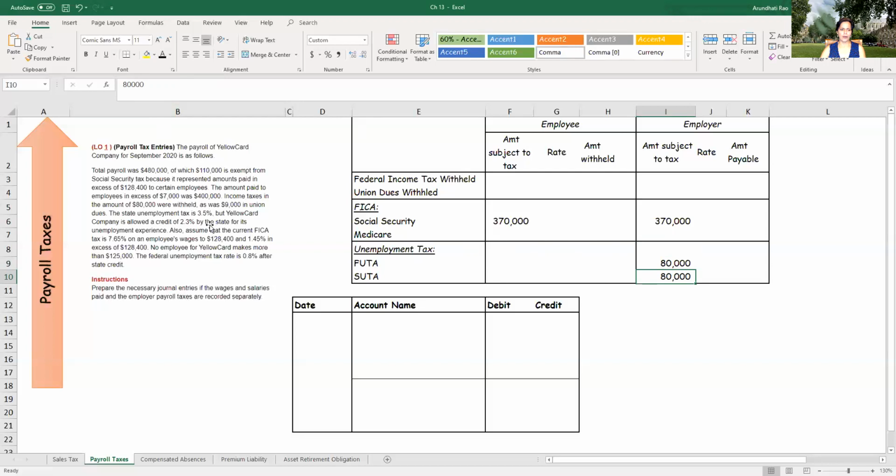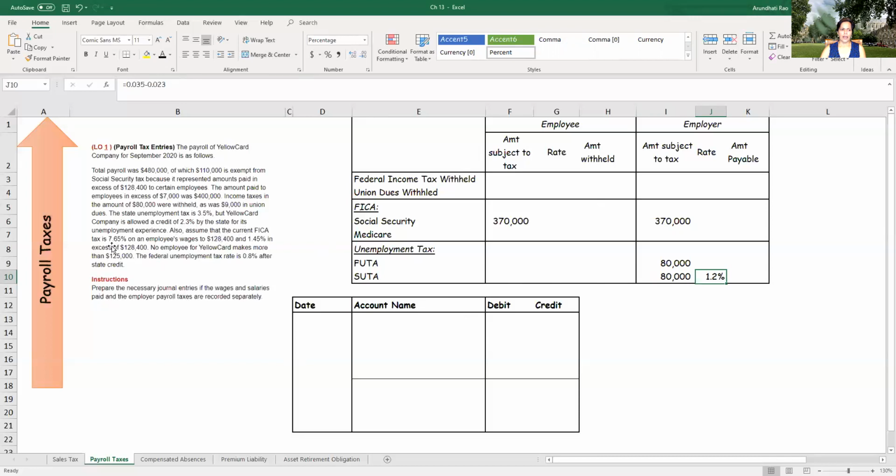Okay, let's continue reading over here. The state unemployment tax rate is 3.5%, but the company is allowed a credit of 2.3% by the state for its unemployment experience. So basically, we're looking at the state's tax rate of 3.5%, but the state is giving me a break. They're giving me a credit of 2.3%, which means the rate that I'm going to pay is going to be only 1.2%.